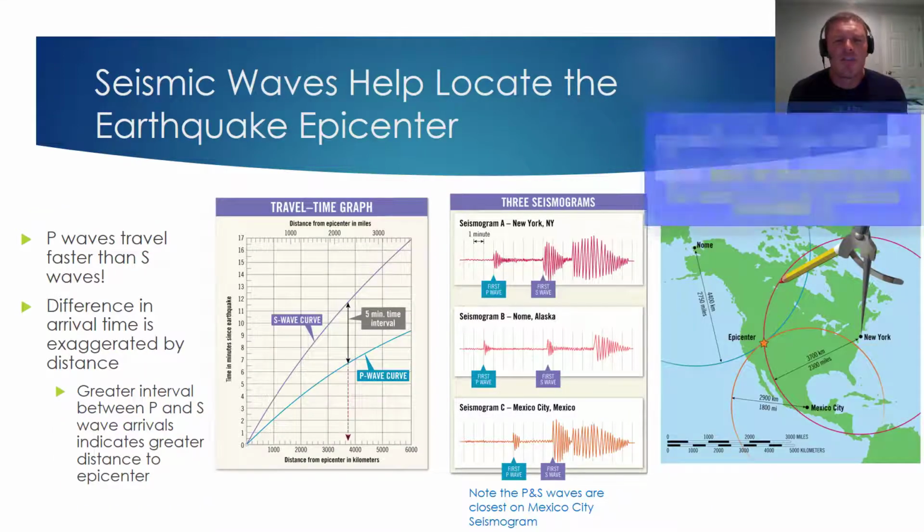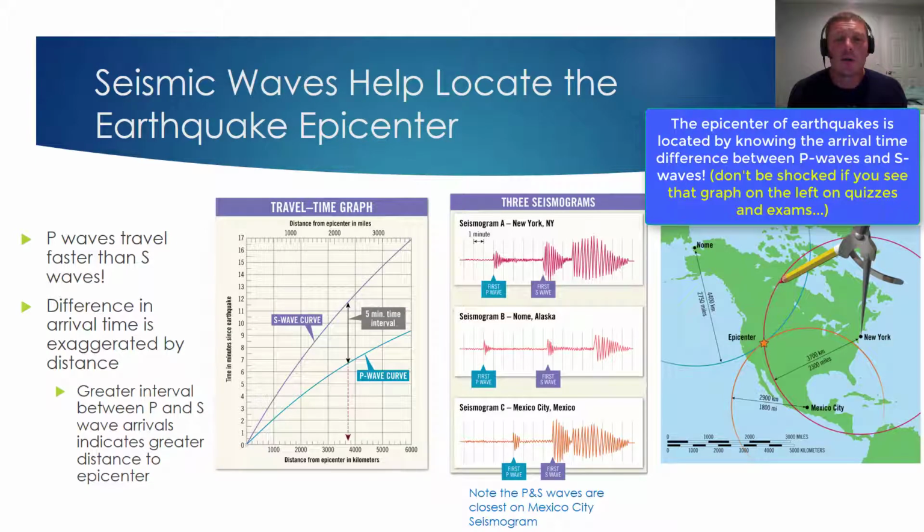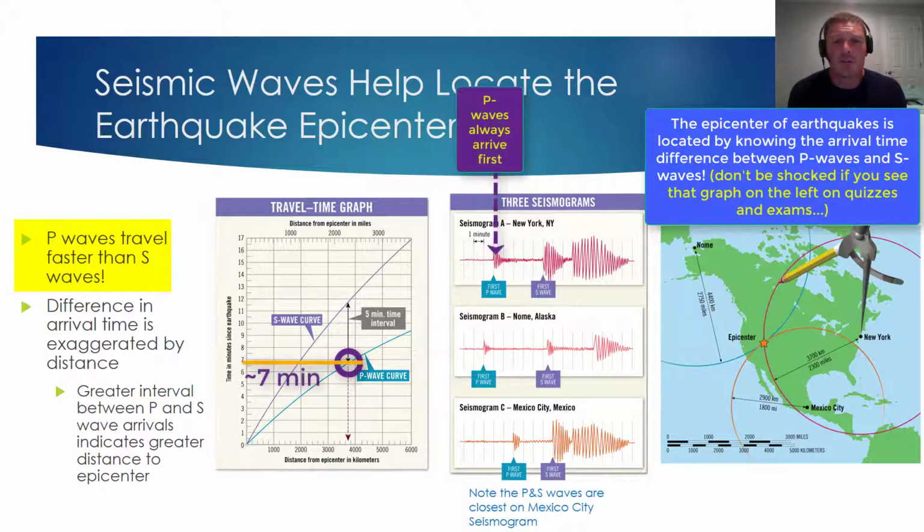Now that we know what P waves and S waves are, we can talk about locating the epicenter for earthquakes. There are two very important facts to consider on this slide. The first one is that P waves travel faster than S waves. When we record an earthquake, the P waves will arrive first, they're the primary waves, the secondary waves will arrive second, and then the surface waves will be the last to arrive.